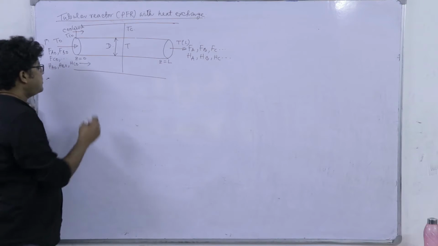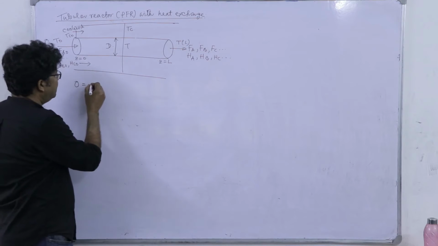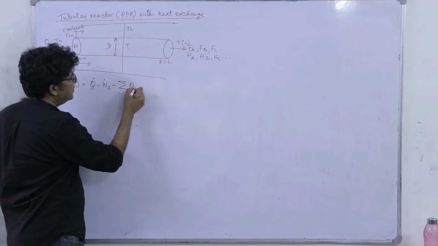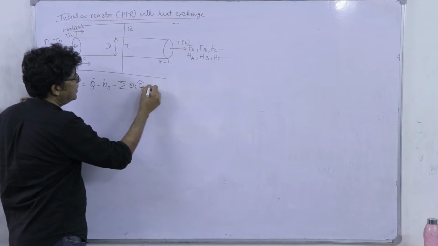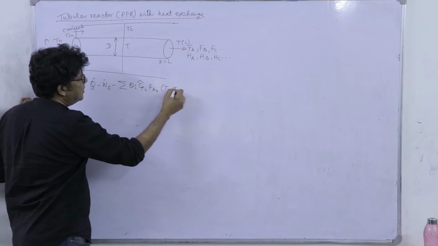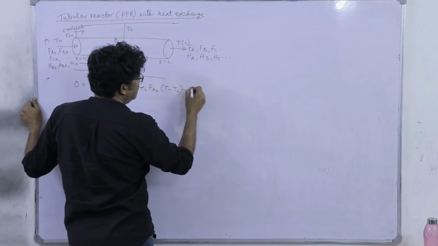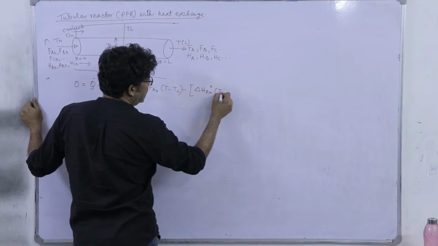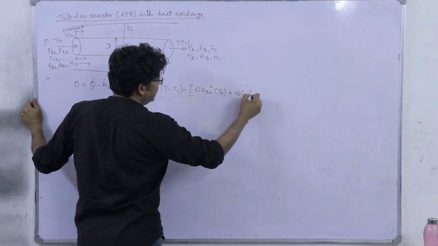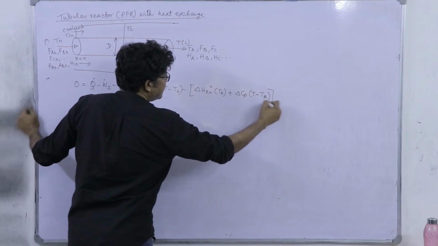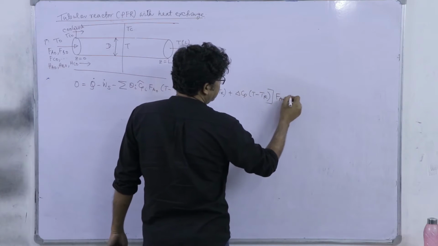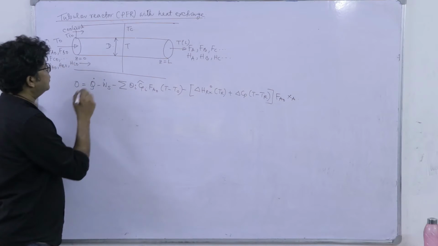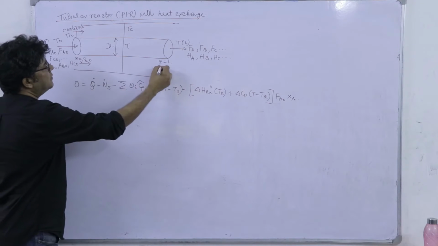So, you see that we have derived a steady state equation: Q dot minus W dot S equals minus summation theta I Cp I into Fa naught into (T minus T naught) minus [delta H Rx naught at Tr plus del Cp (T minus Tr)] into Fa naught into Xa. Now, if I take the derivative with respect to the volume, here V is equal to 0, here V is equal to Vt.